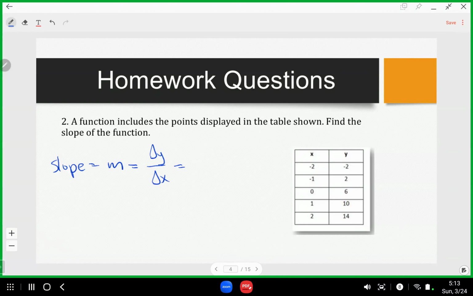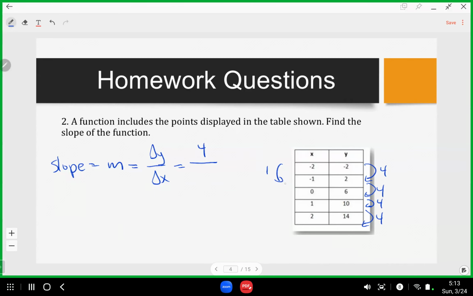Let's see what the change in y is. That's the difference between every y value here. So if we look at negative 2 to 2, what is that? That's a positive 4 jump. Again, a positive 4 jump. Again, positive 4 jump. Okay, so we clearly have a positive difference. That is the change in y. Let's put that on top. Let's see what happens in x.